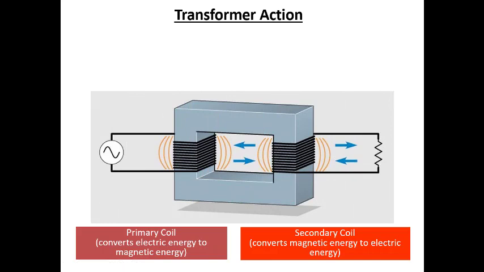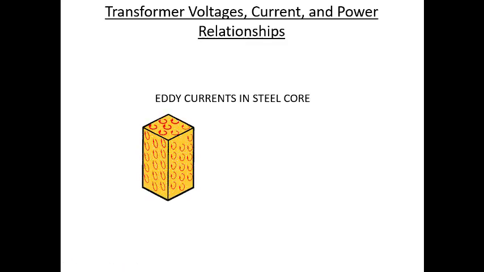Here's another example of it, just kind of demonstrating that we have the primary over here connected to the power supply, and then we have the load over here connected to the secondary of the transformer.